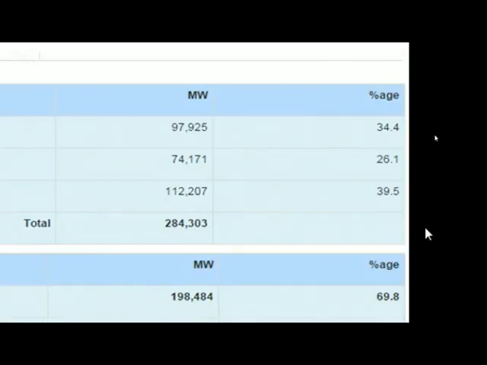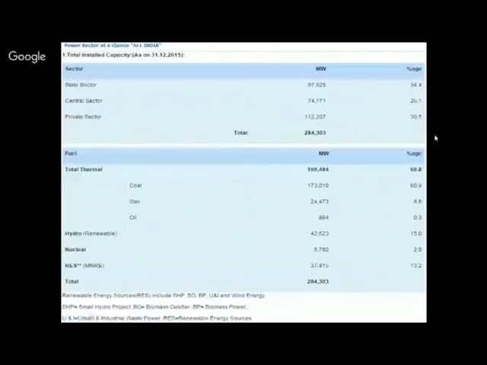Nowadays, even electricity is privatized, you can say. You have a number of companies, like Tata Power and Reliance, that have also started generating power. Before it was under the government, now it is being privatized. So that's why you can see in the private sector also there is an increase in the percentage of installed capacity, and the total installed capacity is 2,84,303 megawatts.